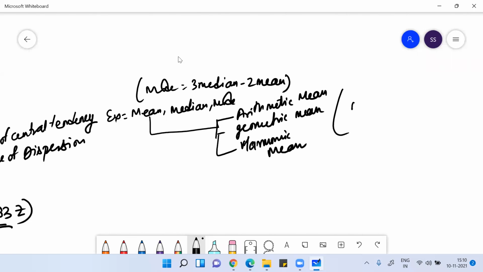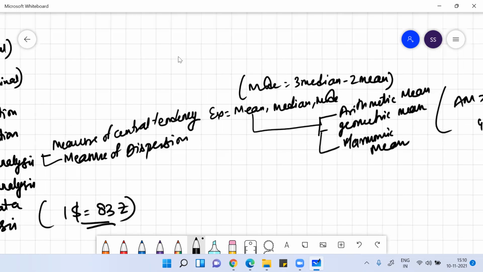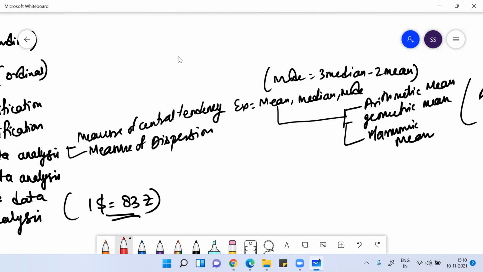The relation between them is arithmetic mean is greater than or equal to geometric mean, which is greater than or equal to harmonic mean, where the square of geometric mean is arithmetic mean into harmonic mean. When I teach the inequality chapter in maths, I use this relationship to solve inequalities. Anyway, we'll talk about the applications, and what arithmetic mean, geometric mean and harmonic mean are.